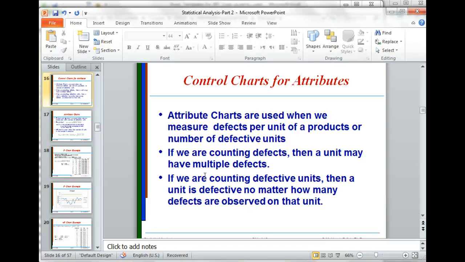You either count the number of defects on a unit that comes out of the production, or you just look at the unit, and if there is any defect on it, you call it defective. So we have two ways of measuring attributes. If you're counting the defects, then a unit may have multiple defects, and we count how many defects are in the unit. If you're counting defective units, then whether or not the unit has one defect or many defects, we'll just count them as defective.